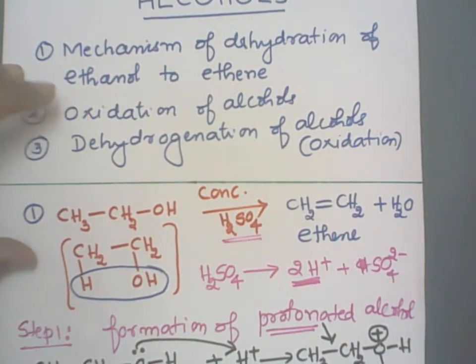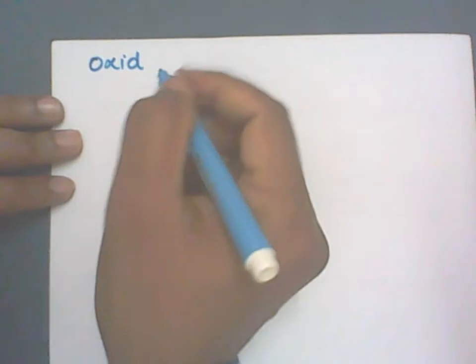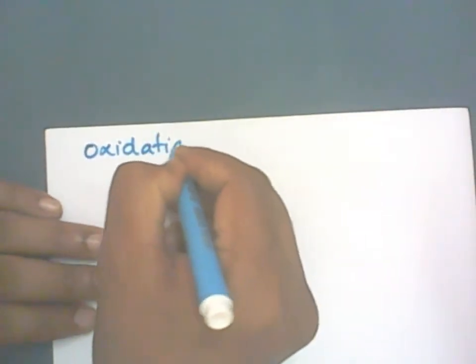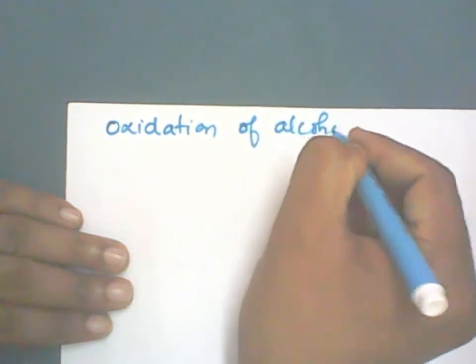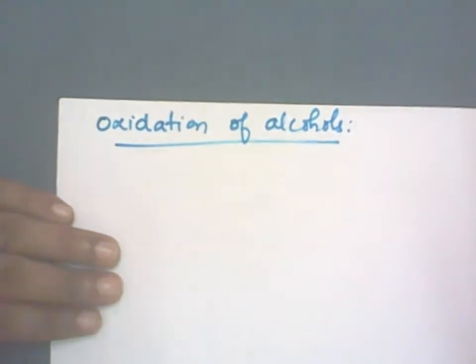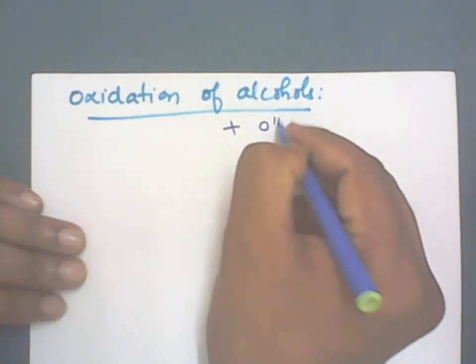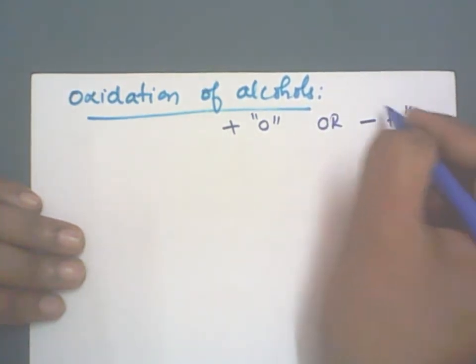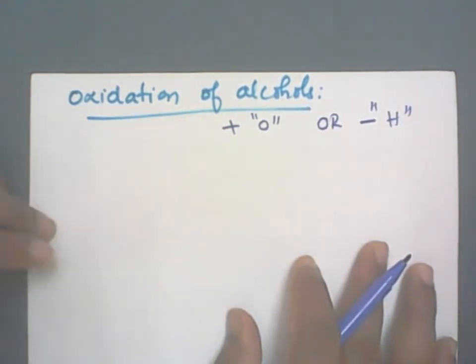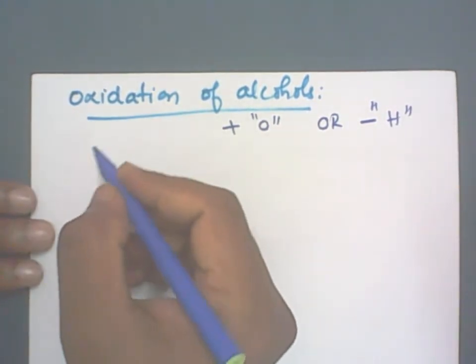Now we'll go for oxidation of alcohols. Next topic is oxidation of alcohols. Now what do you mean by oxidation? Oxidation means addition of oxygen atoms or removal of hydrogen atoms. Before going to the details, I will tell in general, we have got 3 types of alcohols.